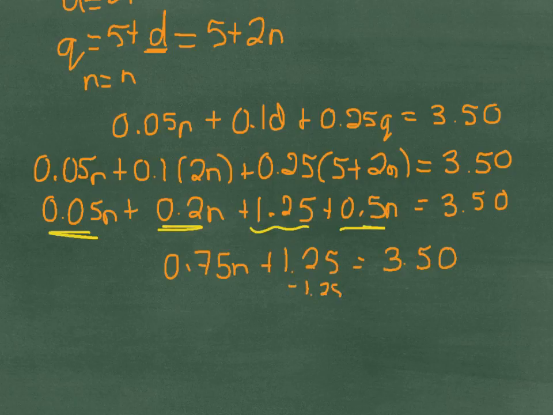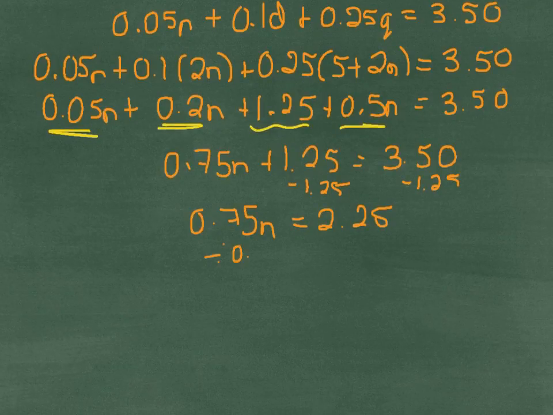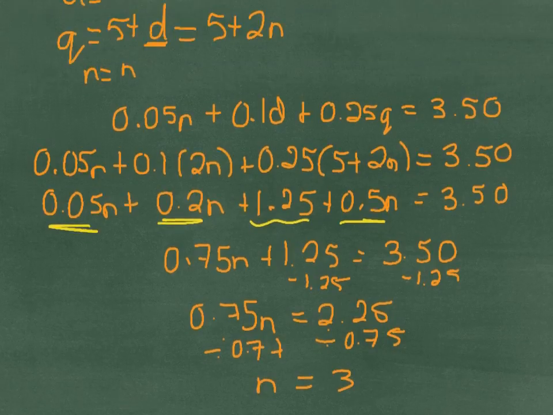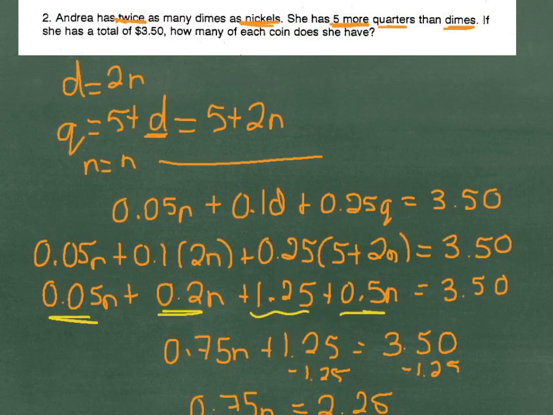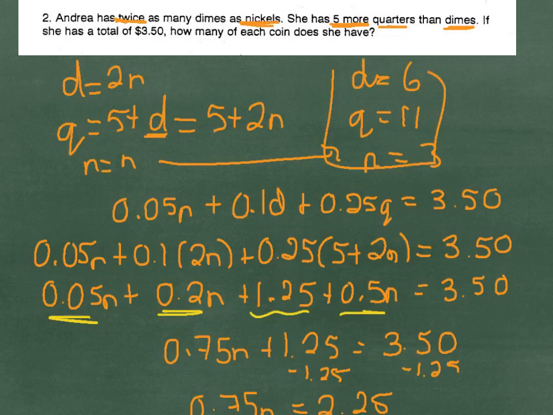And then I subtract, and I get that 0.75N is equal to 2.25. So now I need to divide both sides by 0.75, and I get that N is equal to 3. And if I look back on top, if I know now that N is equal to 3, then I know that D is equal to 6, and Q is equal to 5 plus 6, which is 11. And that's the end.